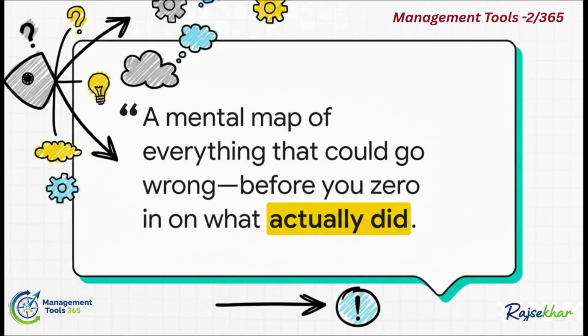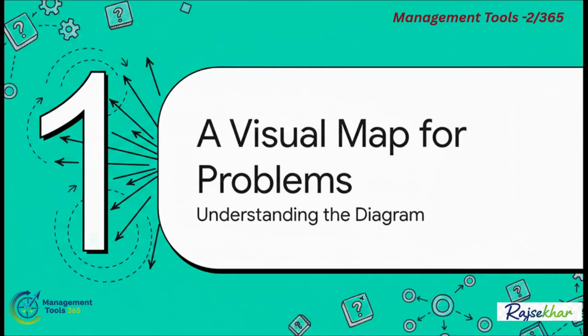And that is exactly what the Ishikawa diagram does. I love this quote because it just perfectly captures its power. It's a structured way to brainstorm every single potential cause, laying it all out visually so your team can finally move from confusion to clarity. So, let's get into what this visual map actually looks like.